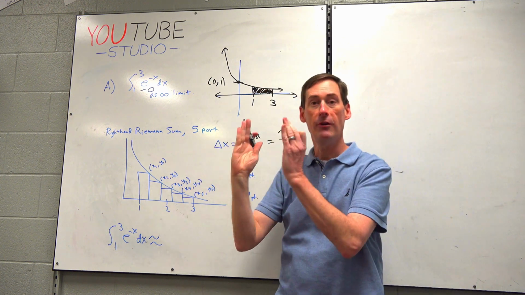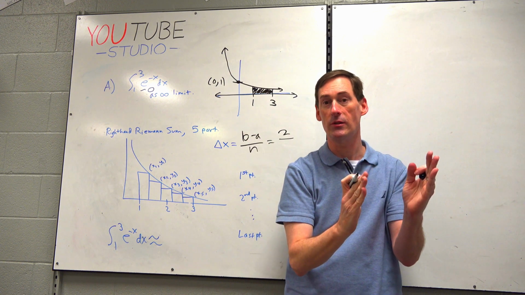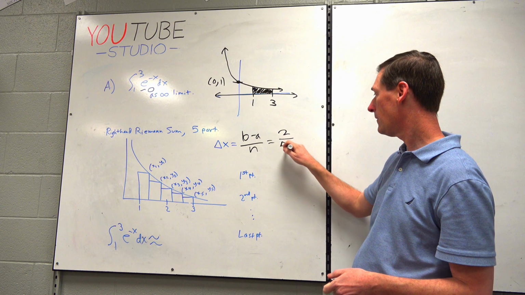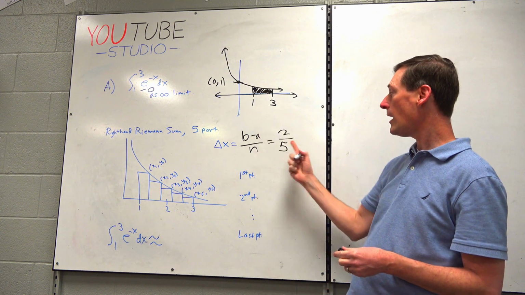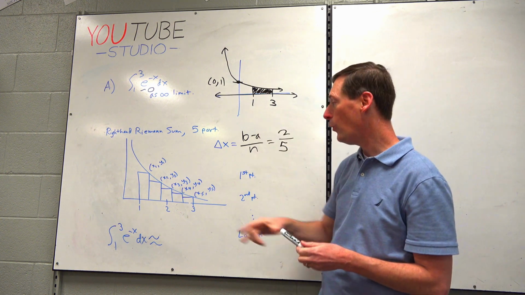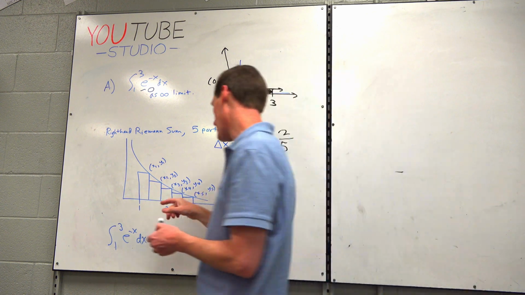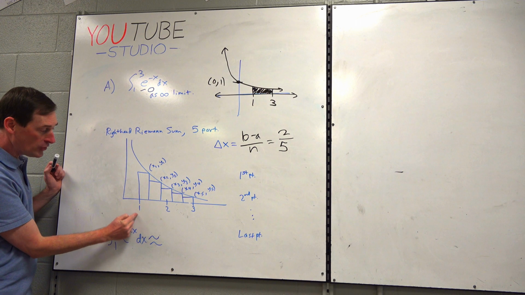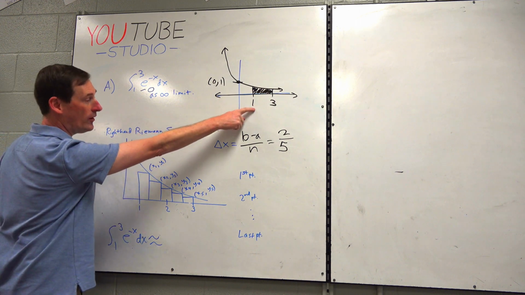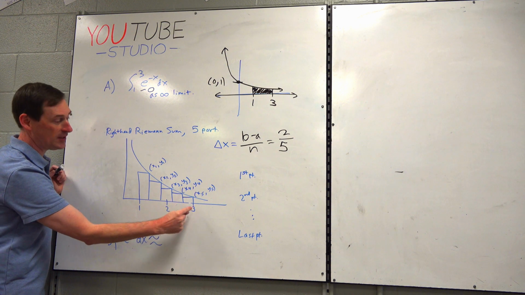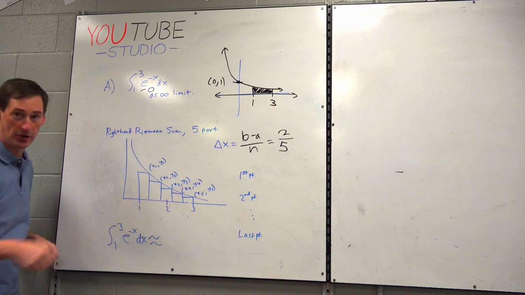But we're going to chop it into 5 buildings, 5 sections. So n is the number of sections, okay? So if you take 2 across and you divide it by 5, then the width of each building would be only 2/5, which totally makes sense, actually. So here's 1, because that's the one there. 2/5, 2/5, 2/5, 2/5, 2/5. You should end at 3, and we do, okay?